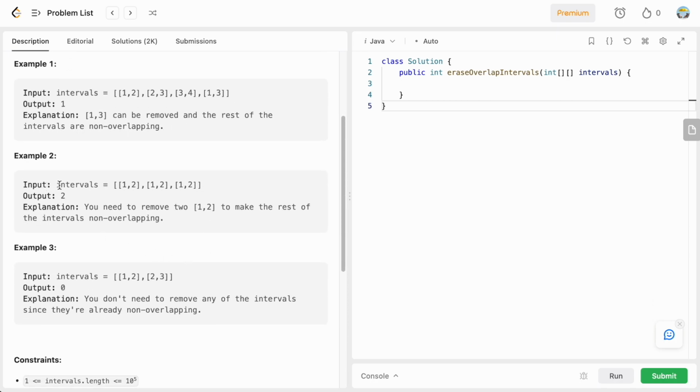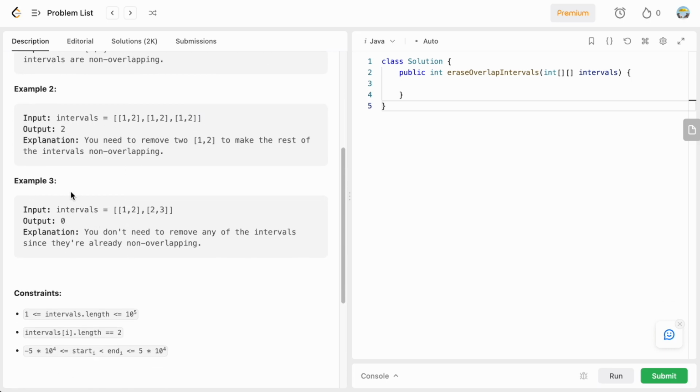The second example: [1,2], [1,2], [1,2]. All of them are the same, so all of them are overlapping. We can remove 2 of them, and we return 2 in this case. The third example: [1,2] and [2,3]. They are not overlapping, so we just output 0 in this case.